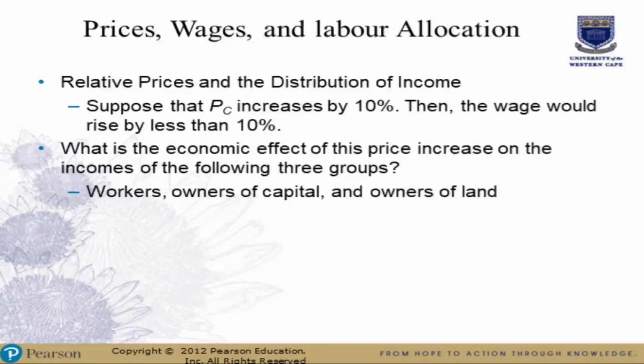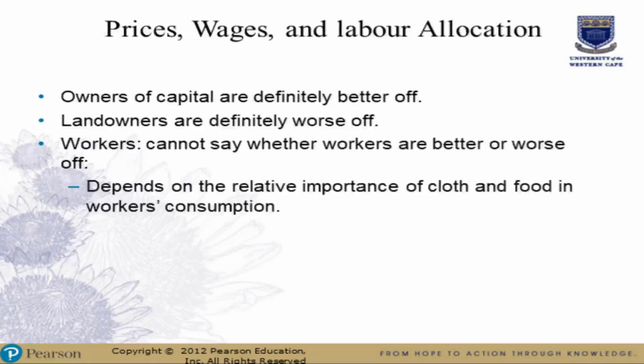Now let us examine the effects of one product price change on the distribution of income. Recall that when the price of cloth increased by 10%, the demand curve for cloth will shift outward by 10%. However, the change in the wage rate will be less than 10%. Also, there will be an increase in the production of cloth and a decrease in the production of food. Given these outcomes, let us focus on the economic effects of the price change on the income of three groups of people, namely workers, owners of capital, and owners of land.